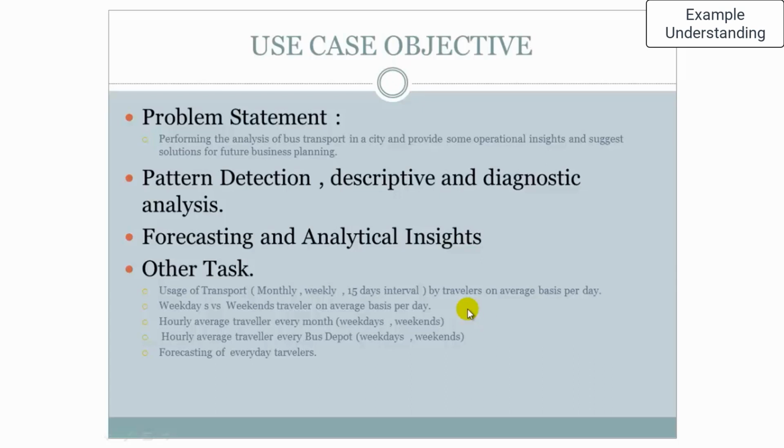Then we need to find out the weekday and weekend travelers. So every weekday and every weekend, how many people travel? Hourly average travelers each month: we now have a timestamp, so on the basis of that timestamp we are going to find out how many people are traveling on weekdays every month and at that particular hour. Similarly for every bus depot at that particular hour. And at last, we are going to forecast all the travelers. So now let's go to Tableau and start doing all these tasks and use different techniques for the same.